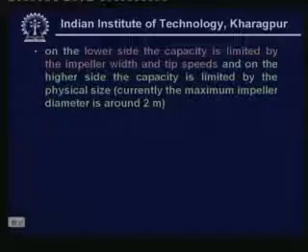And what is the limitation on the, this I have already explained, but let me once again repeat. What is the limitation on the lower side of the capacity, and what is the limitation on the higher side of the capacity? On the lower side the capacity is limited by the impeller width and tip speeds, and on the higher side the capacity is limited by the physical size. Okay, these two constraints put a limit on the available capacities of the commercial systems.